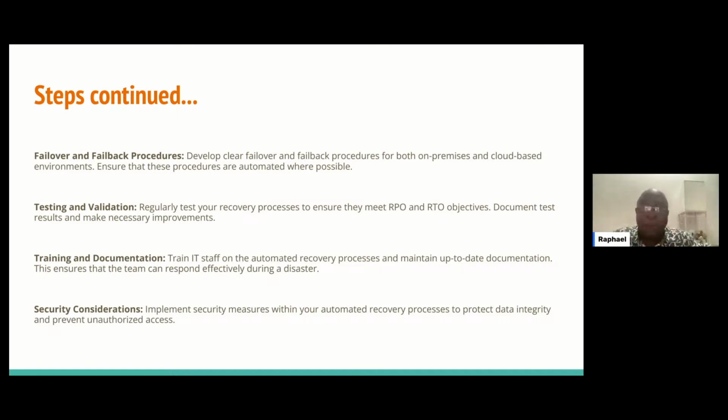Regularly test your recovery processes to ensure that you meet your RTO and RPO objectives. Document the results and make necessary improvements. You cannot just say, because I tested it last year in December, everything is fine, when this year's December is already just 2 months away. No, everything is not fine. It has to be regular, it has to be continuous. So you need to always test, because anything can happen these days.